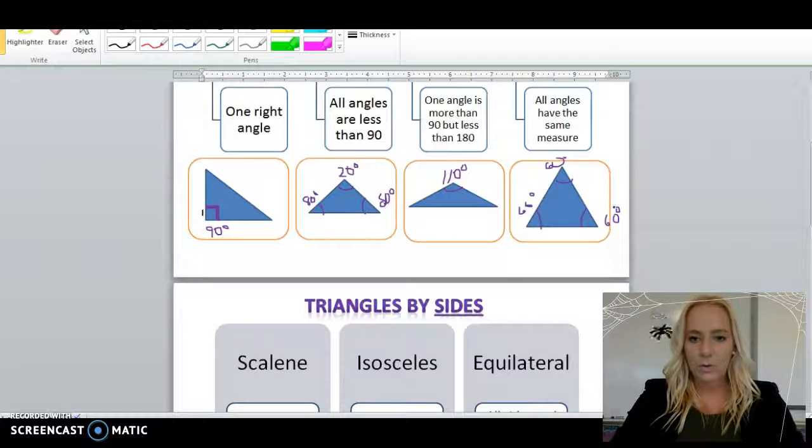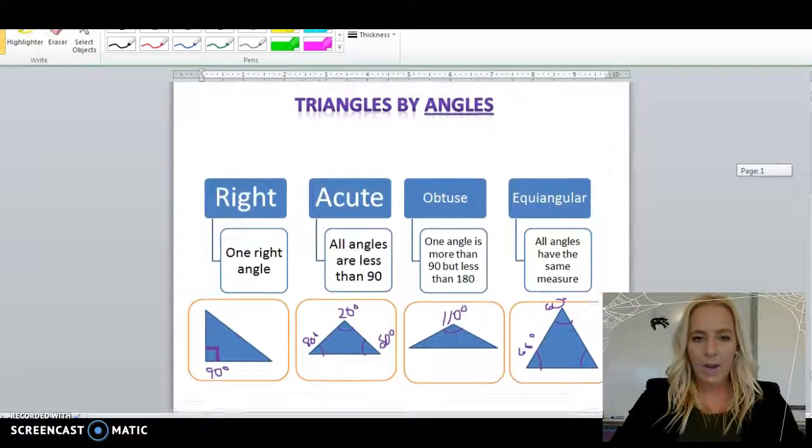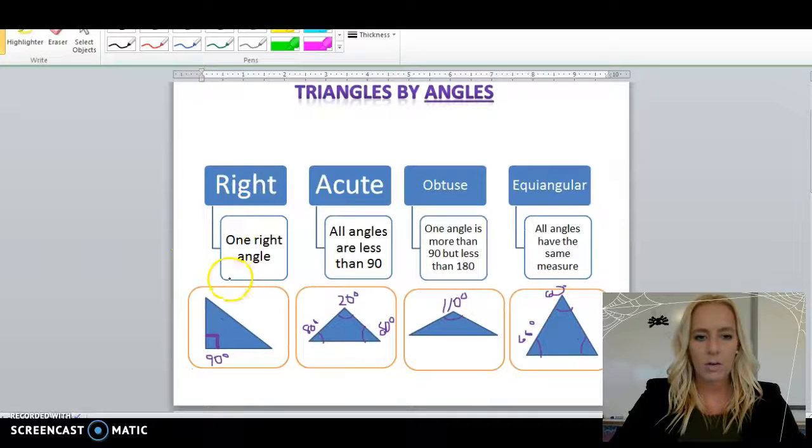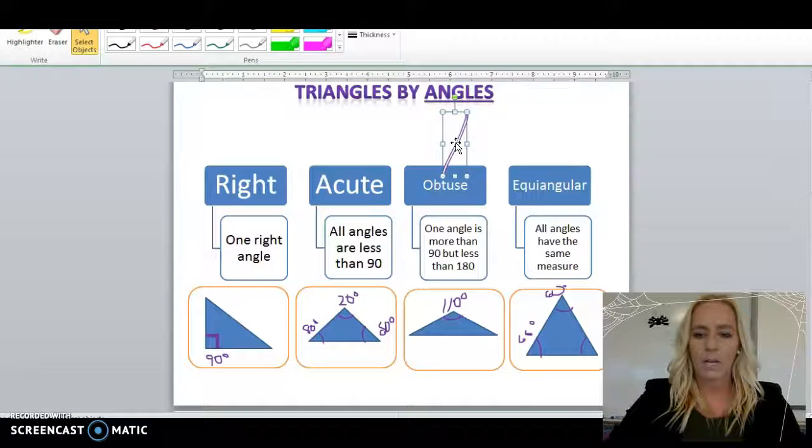Okay, this concludes your video on classifying triangles by their angles. Again, a right triangle has one right angle. An acute triangle, all the angles are less than 90. In an obtuse triangle, one angle is obtuse, or greater than 90, less than 180. And an equiangular triangle, all the angles are the same, as well as all the sides. This also can be classified as an acute triangle as well.